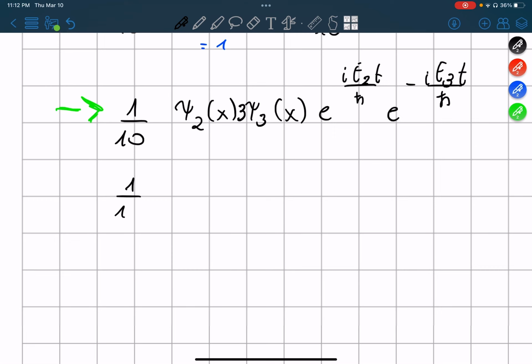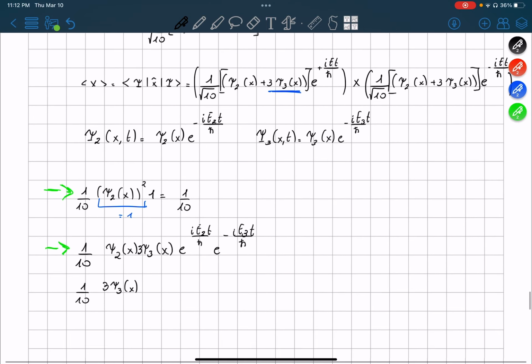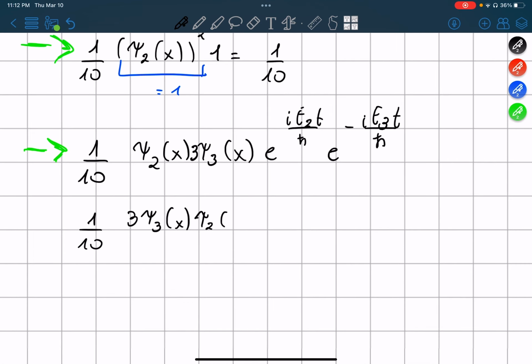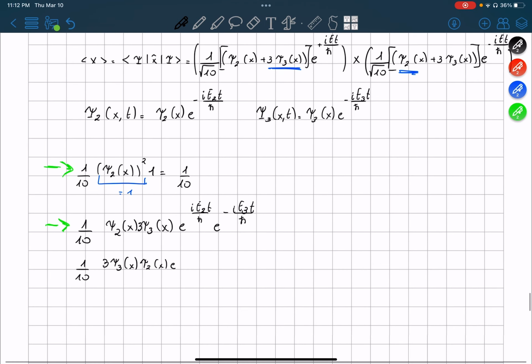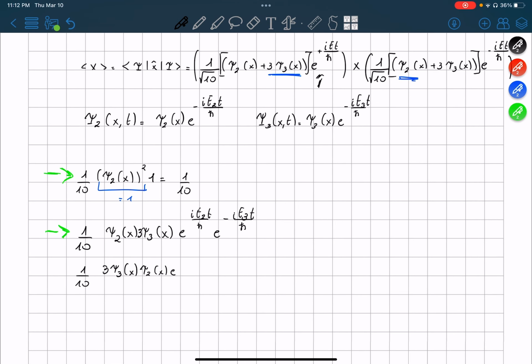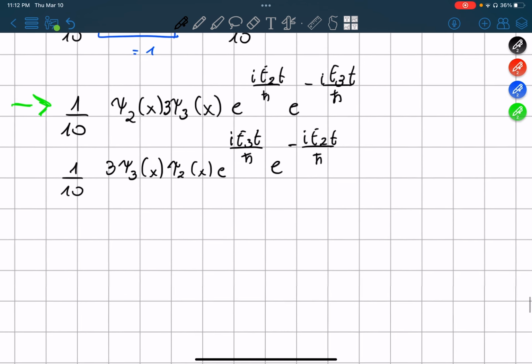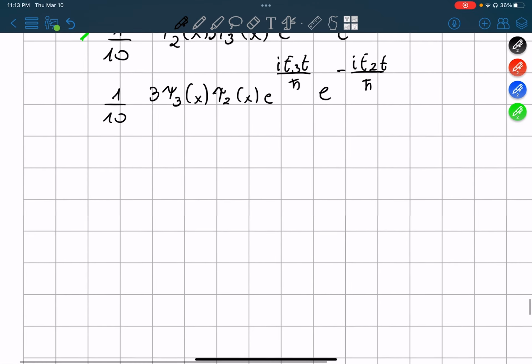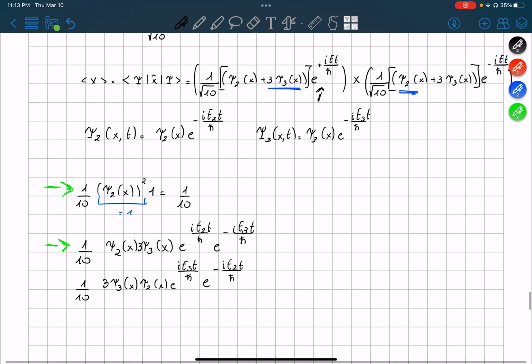And so we're going to have 1 over 10 times 3 psi 3 of x, multiplied by psi 2 of x, times, for the first part, a positive e to the power of i E3 t over h bar, times the second one, which will be negative, so negative i E2 t over h bar. All right. Okay. Oh, we're forgetting that there's an x in every single one of these.